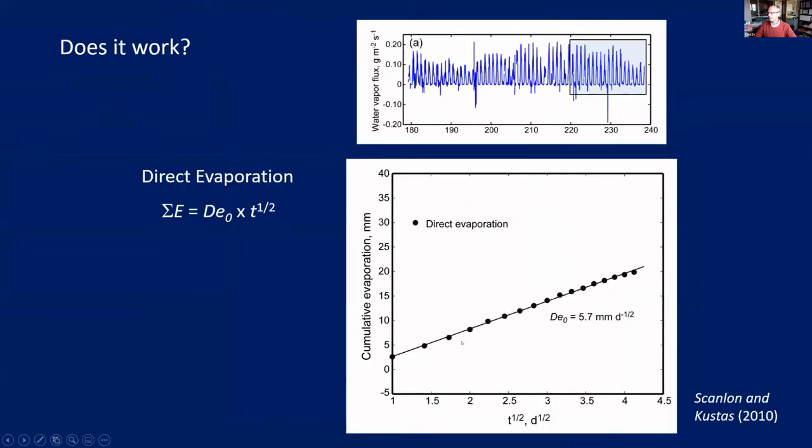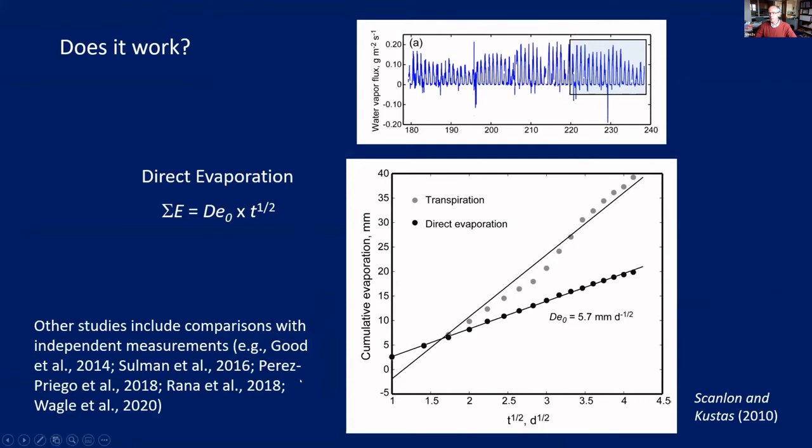One of the diagnostics is if the cumulative evaporation follows the time to the 1/2 rule, and it does, with a desorptivity of what you'd expect for a soil of this particular texture. If you look at the transpiration, it doesn't follow that, nor should it, because it is being driven not by the soil physics, but by the atmospheric demand. And then there have been other papers that have used this approach, and some have shown some good results, some have shown some okay results. There are probably other papers that were not published because this approach didn't work for whatever reason. But these ones compared it with independent measurements.